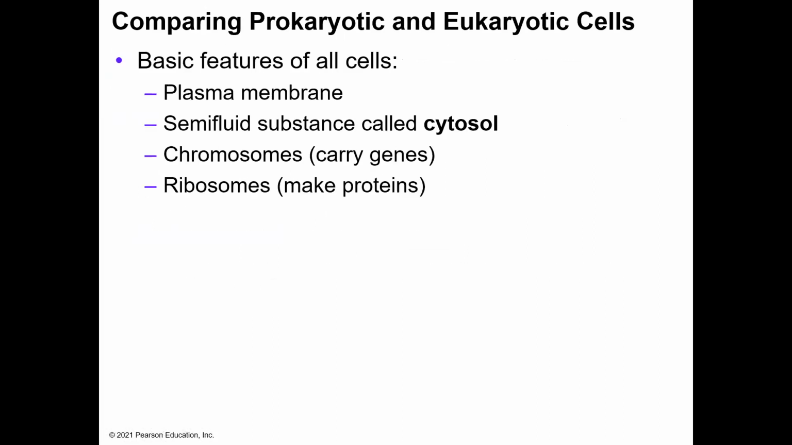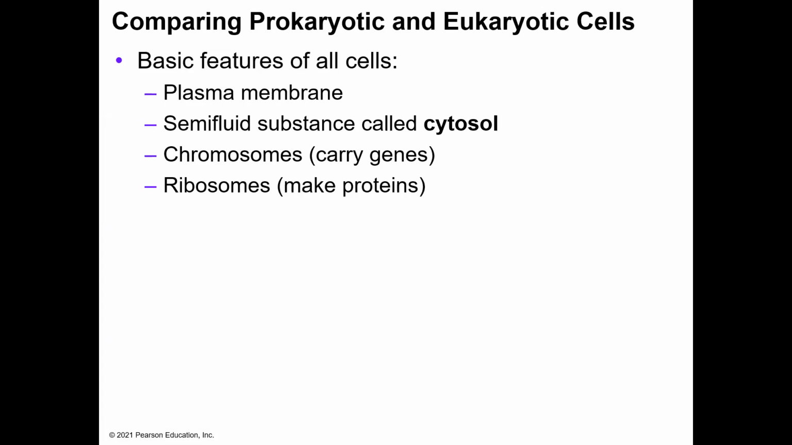There are some common components that are shared between all cells of life. All cells of life have a plasma membrane, so you must have a plasma membrane to form the structure of the cell. There's a fluid substance that is inside of those cells, and we call that the cytosol. The cytosol is where all of the components that do live within the cell are floating around, in other words.